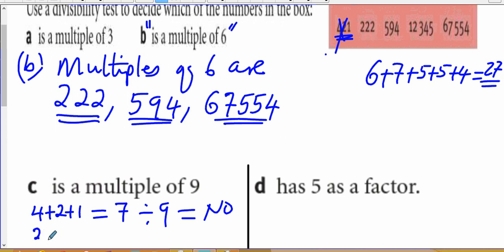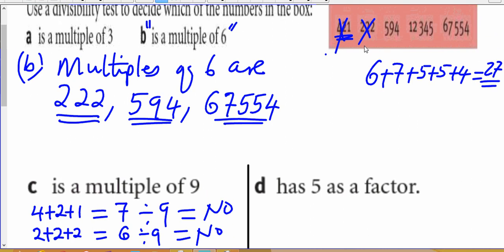How about 222? Add these digits. What do we get? 2 plus 2 is 4. 4 plus 2 is 6. Is 6 divisible by 9? The answer is no. So this is not divisible by 9.